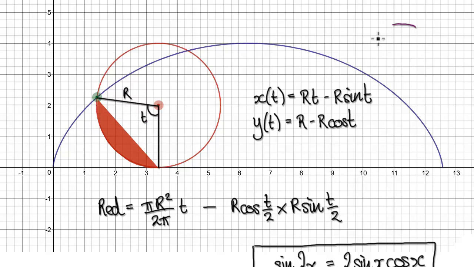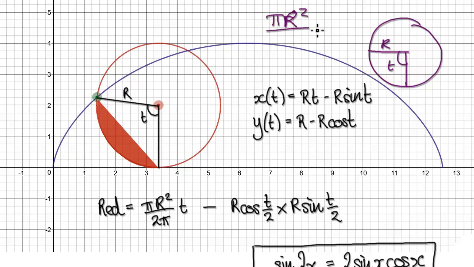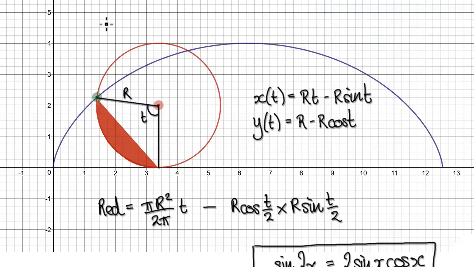So if I were to give you a circle of radius capital R, let's just imagine we're working in degrees. If I were to give you this, it would be pi capital R squared, cut up into 360 degrees, and then times by t. So this whole thing here is given by pi capital R squared, cut up, now because we're working in radians, it would be 2 pi, and then times the angle, which would be t.